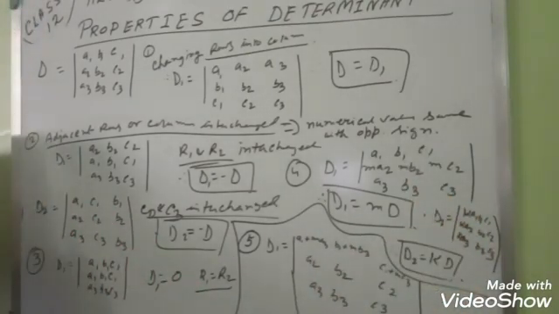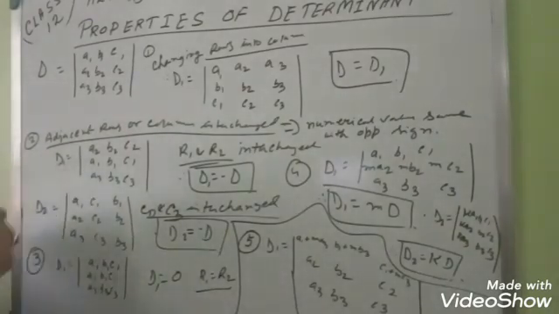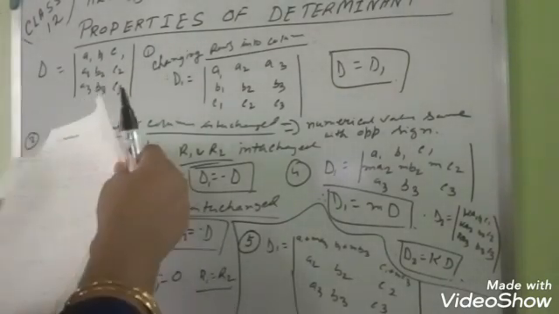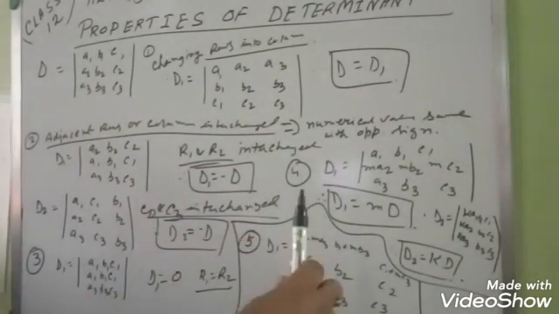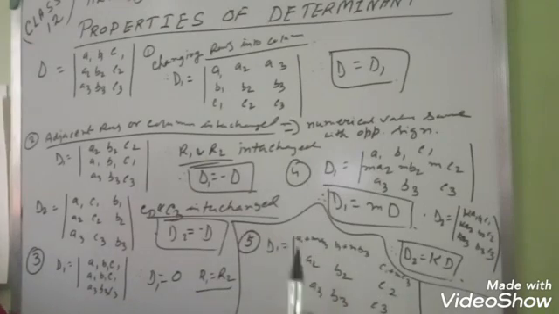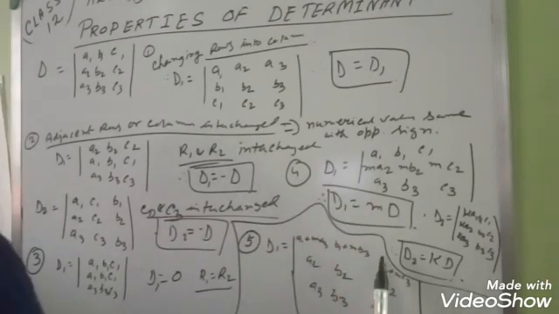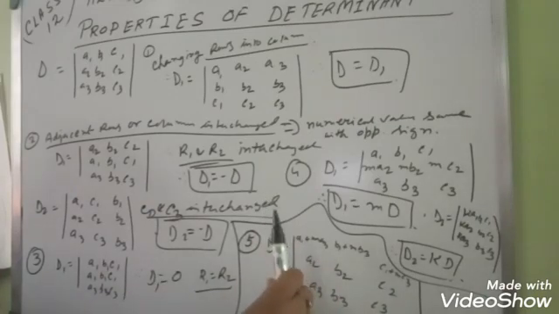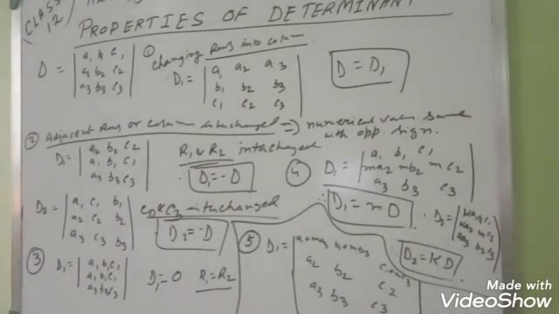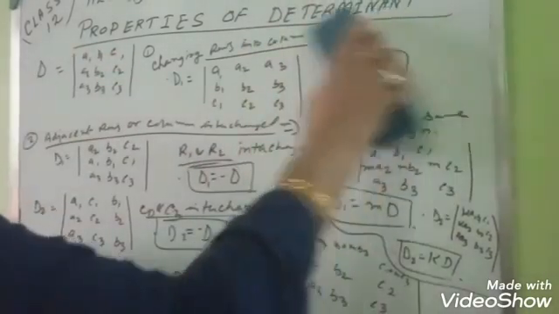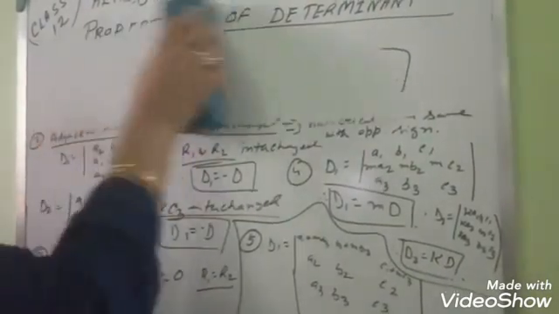Now coming to the fifth property. That is the last one. Okay, what is the fifth property? The value of the determinant remains unaltered if each element of a row or column is increased or decreased by a constant multiple of the corresponding elements of another row or column. Okay, let me explain this part now. No place is there, so let me rub the board first.